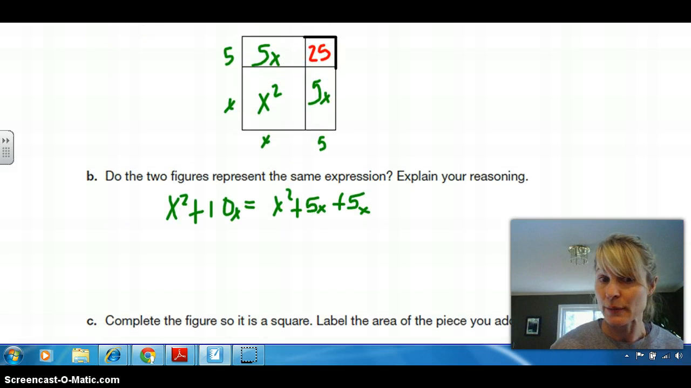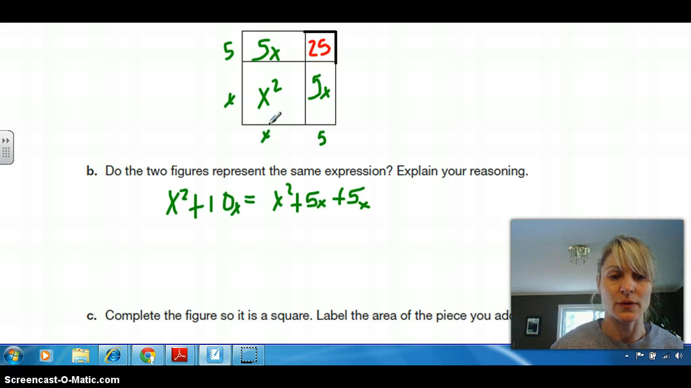And label the area. We labeled the area. We're good. We know x and 5. X times x is x squared. 5 times x is 5x. 5 times 5 is 25. We know x times 5 is 5x here. Okay?